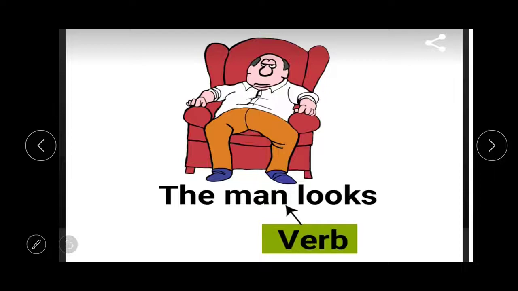And student, before telling the topic, here you can see that I have included one example. The example is the man looks. Here student, the word looks is the verb. But student, you can see that this sentence is somehow incomplete. The man looks. What does it mean? What does the man look? Here the picture is given, but sometimes you may not get the picture. Then what will you think of it?